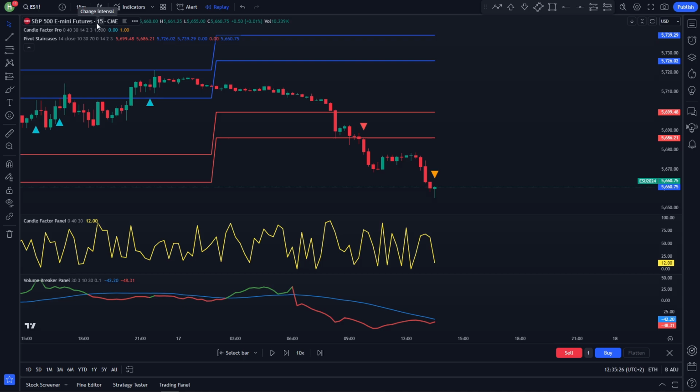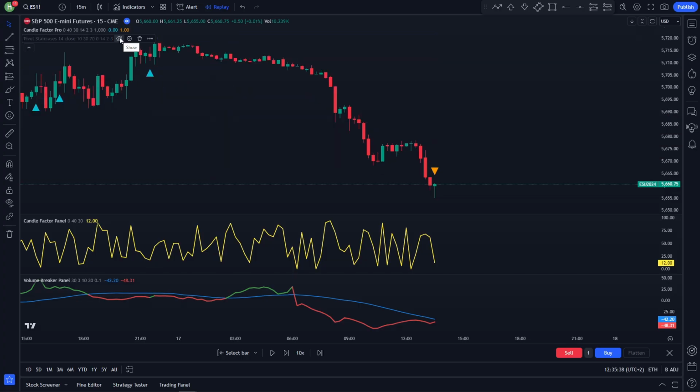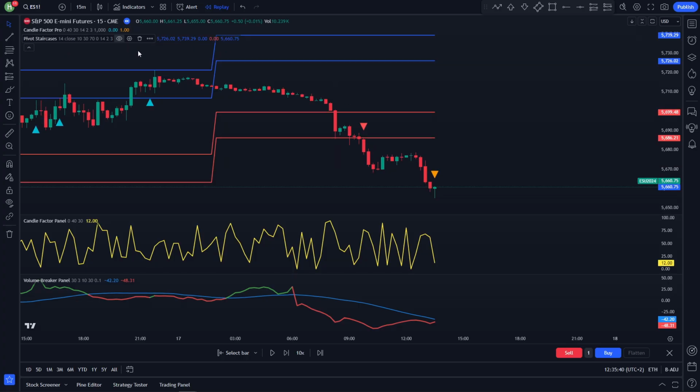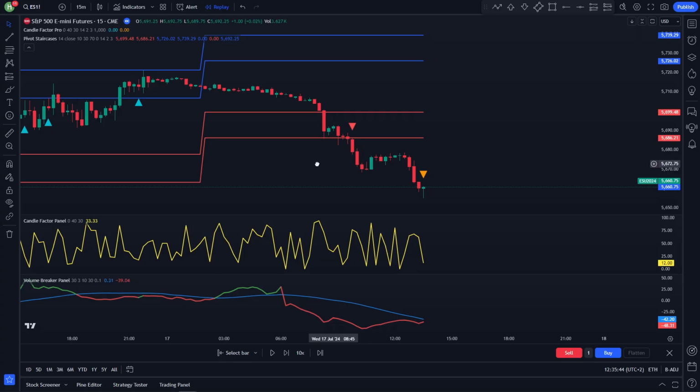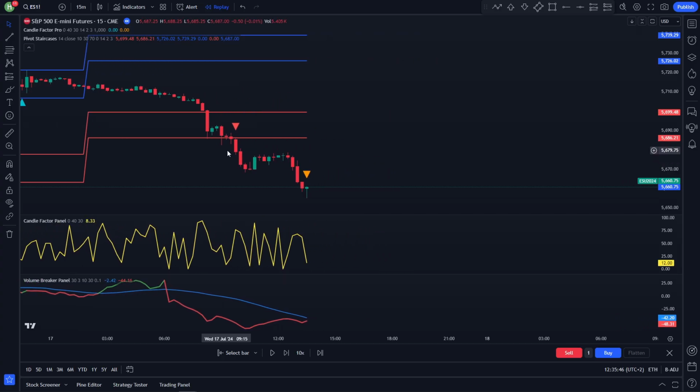For a valid sell trade, firstly we are waiting for a bearish breakout, which means price action has to cross below the bottom pivot band, which is marked in red. The pivot bands act as floating support and resistance zones, and a breakout to either side shows potential trading opportunities. Furthermore, we are waiting for that additional confirmation from the Candle Factor Pro.